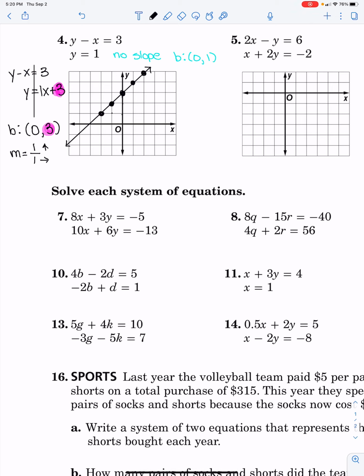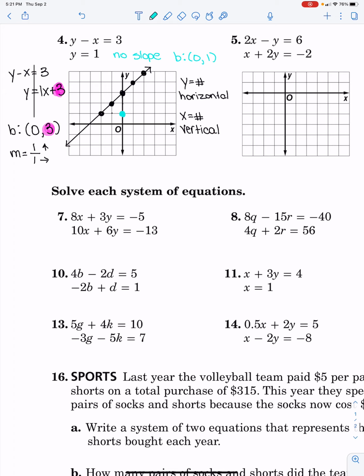Now to graph that second one, the y-intercept is at 0, 1. There is no slope, and we talked about this in class. When we have y equals some number, that is going to be a horizontal line or horizontal graph. And if we had x equals some number, then that would be a vertical graph.